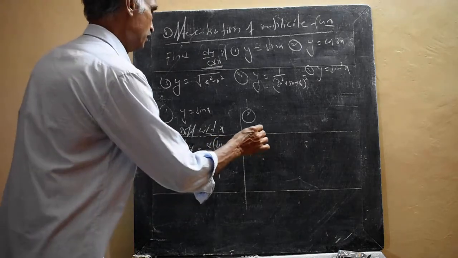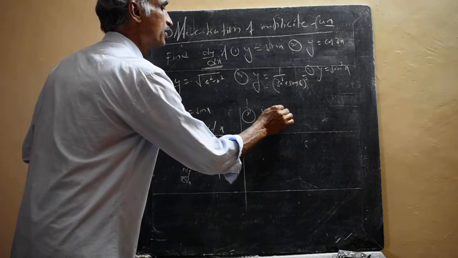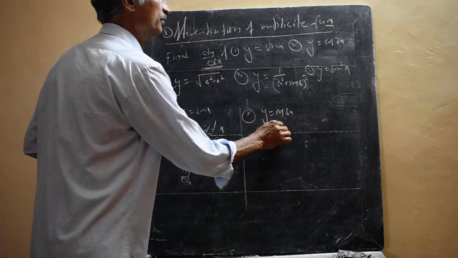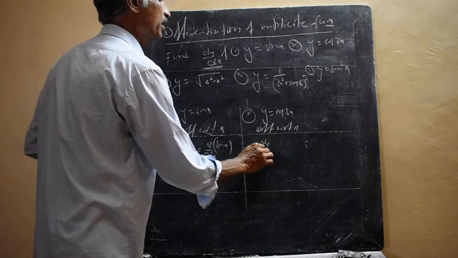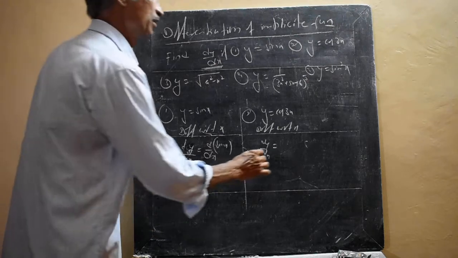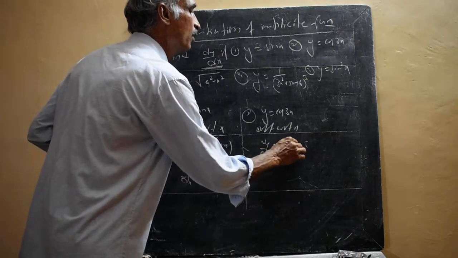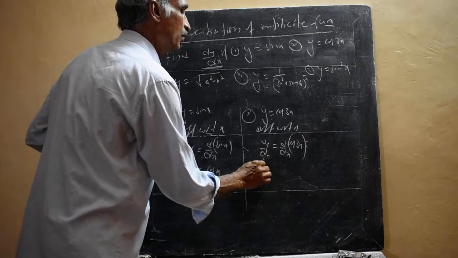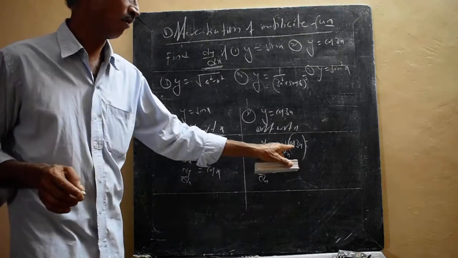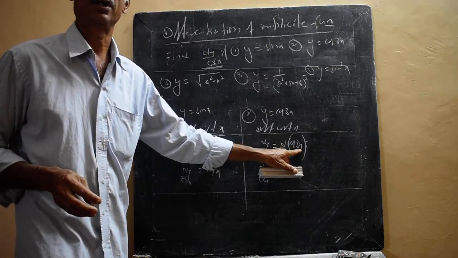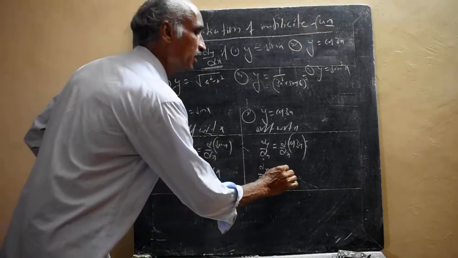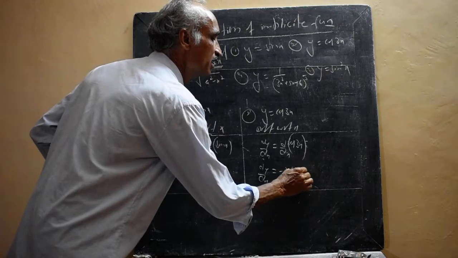Second one, y equals cos 3x. Differentiating with respect to x, now dy by dx. Differentiating with respect to x means you have to take d by dx on both sides, is equal to d by dx of cos 3x. Now what is the derivative of cos 3x? Even though it seems to be in the form of cos f of x, I have given the shortcut: cos ax differentiation is minus a sin ax. Therefore it is minus 3 sin 3x. A is 3 here.